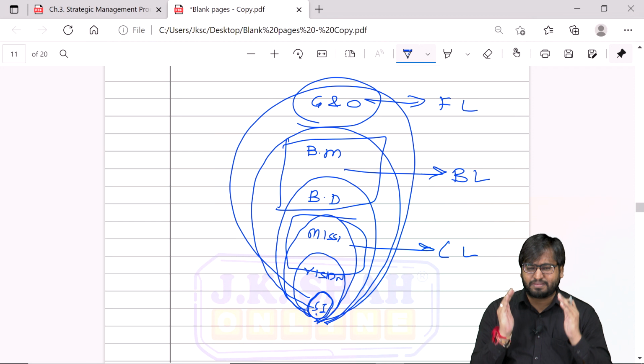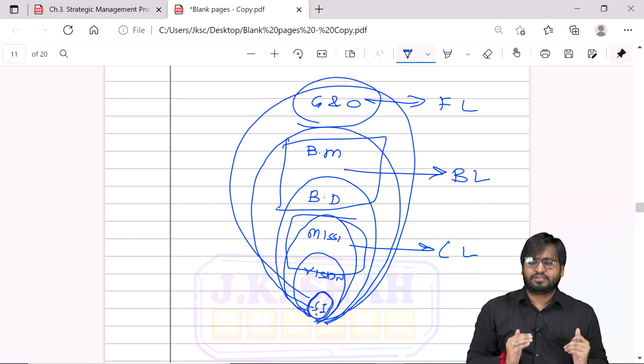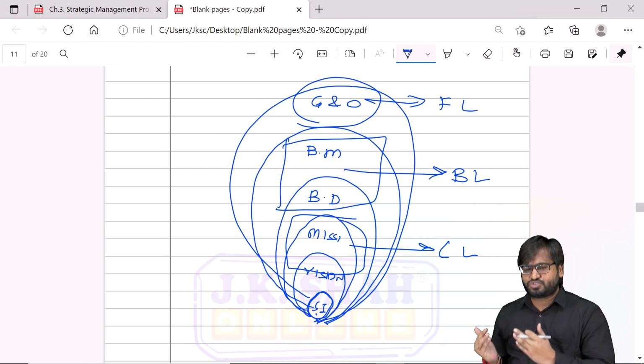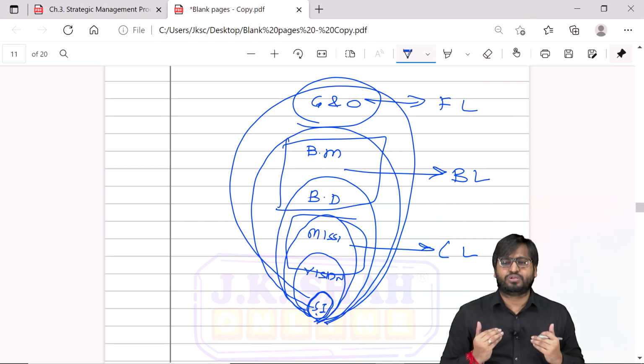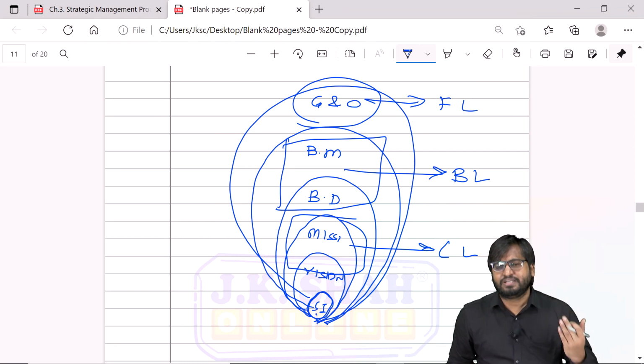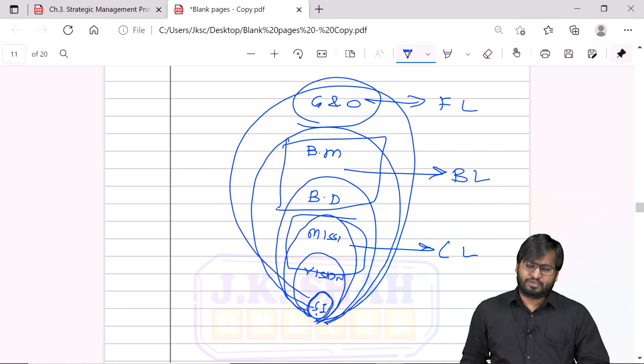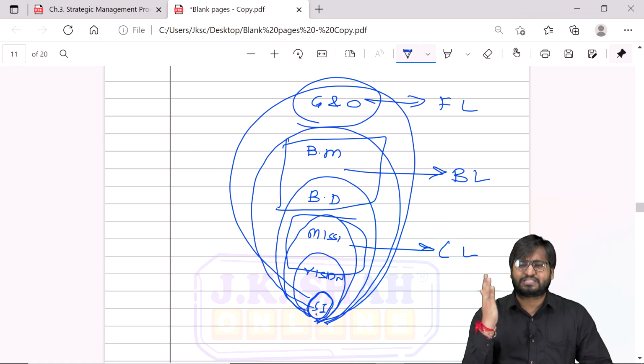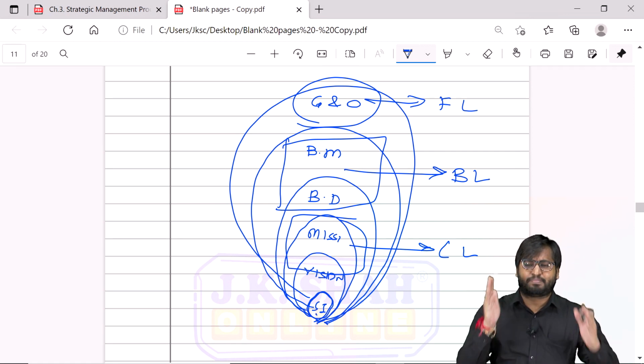So I'm defining my business: what sort of products, what markets, what functions to perform, what processes to be followed. All this comes under business definition. Business definition is done by business level managers because they are experts in that particular business.